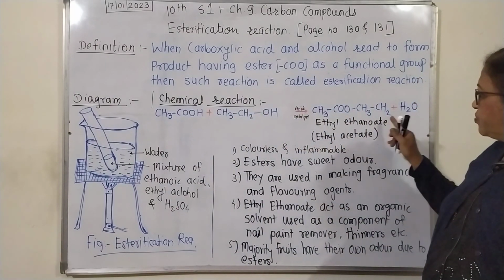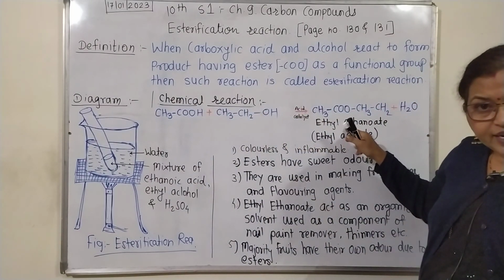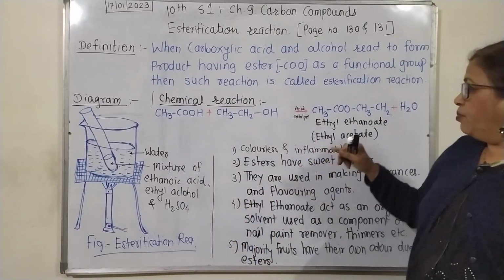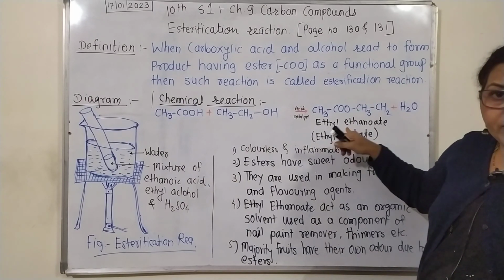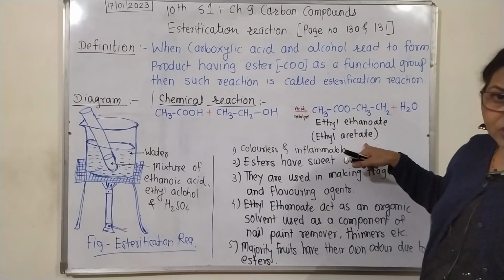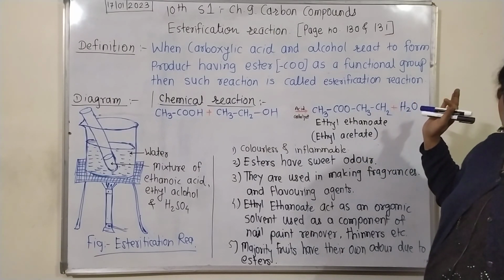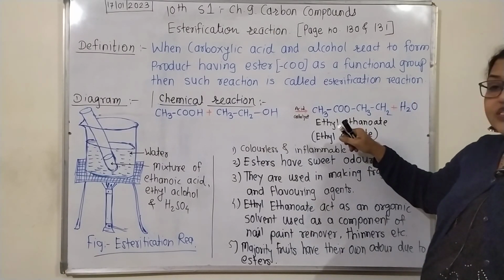What is the name of this product? Is ethyl ethanoate, or you can simply write an ester, but इसका नाम है ethyl ethanoate or ethyl acetate, you can also write this name. Then write a use, name the product और इसका एक यूज लिखो.